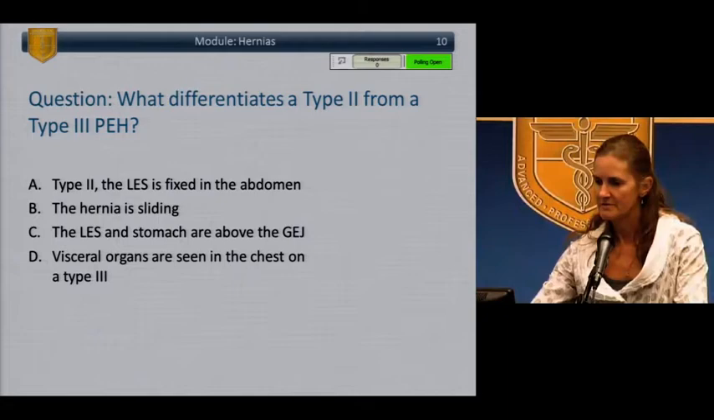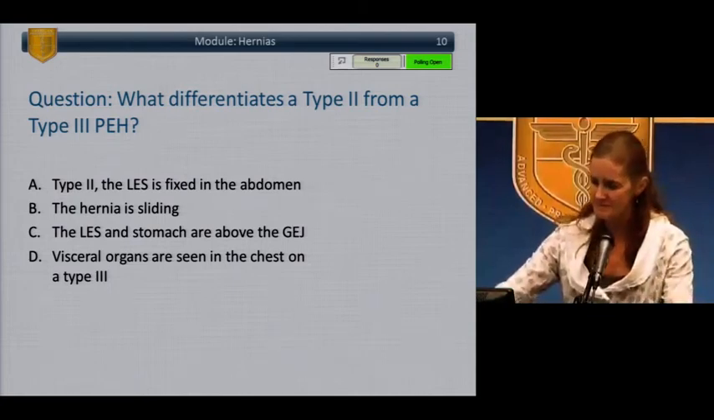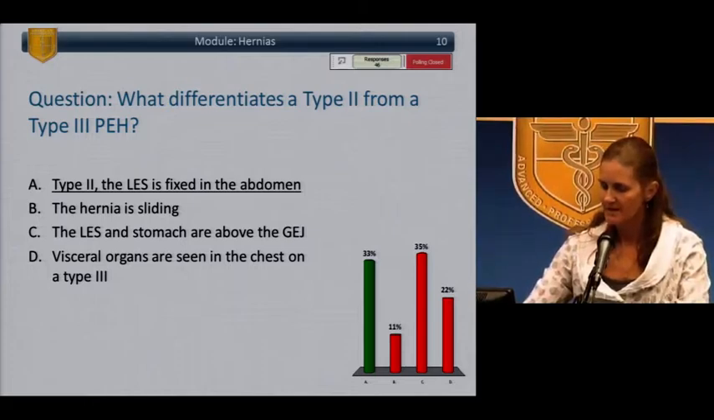Moving on to hernias. What differentiates a type 2 from a type 3 paraesophageal hernia? A, in a type 2, the lower esophageal sphincter is fixed in the abdomen. B, the hernia is sliding. C, the lower esophageal sphincter and the stomach are above the GE junction. D, visceral organs are seen in the chest on a type 3 paraesophageal hernia. So the answer is A.